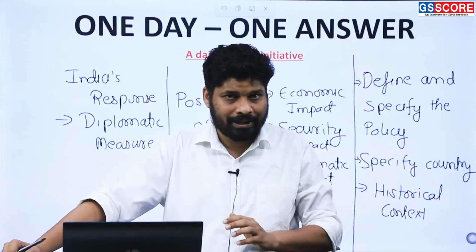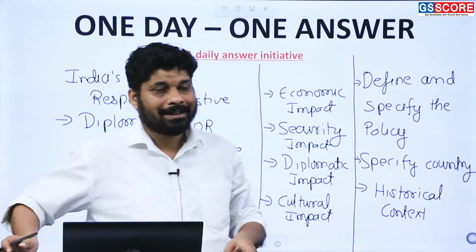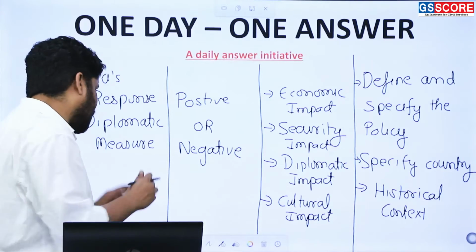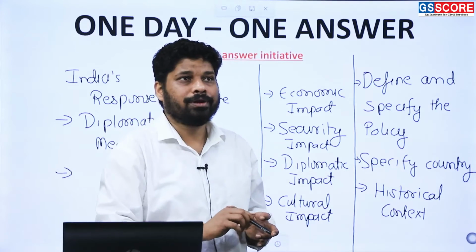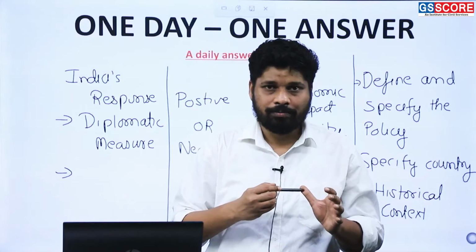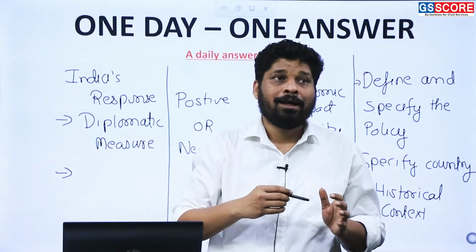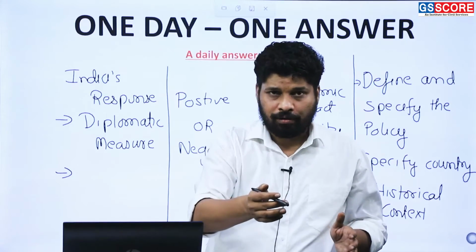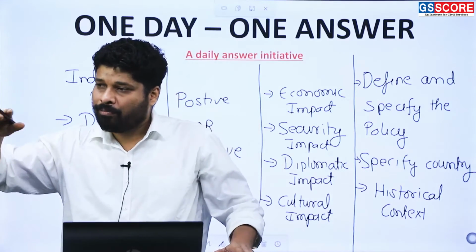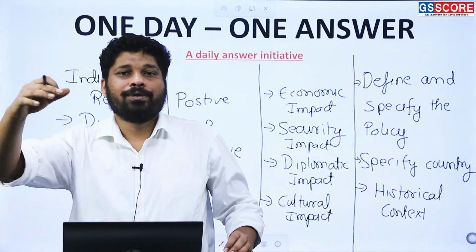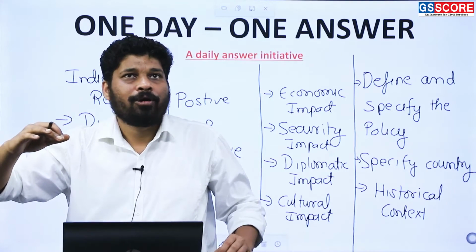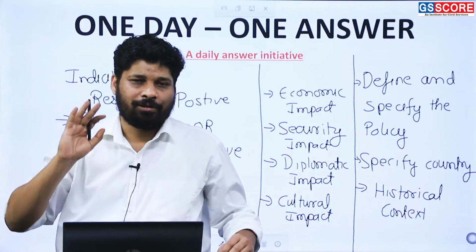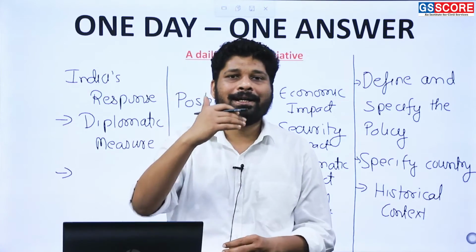So diplomatic efforts will come into play. All right. Second is in terms of negative policies. In terms of negative policies, in diplomatic measures, take into consideration bilateral talks between India and that particular country, and also take into consideration multilateral talks, which may happen on the platform of any particular international organization or regional organization. For example, India and Pakistan.